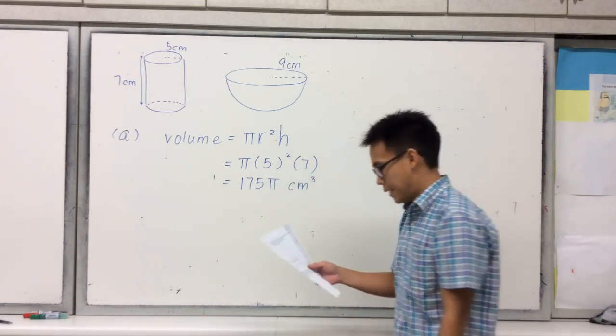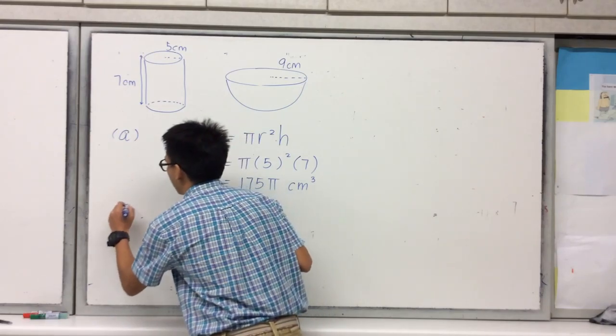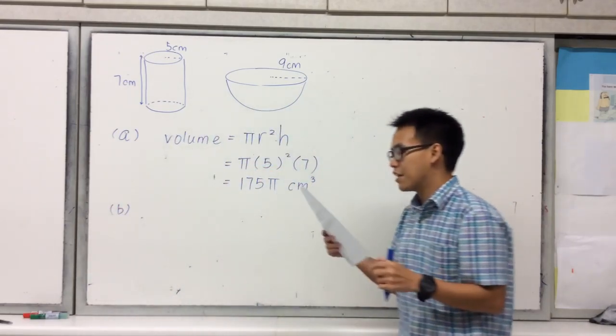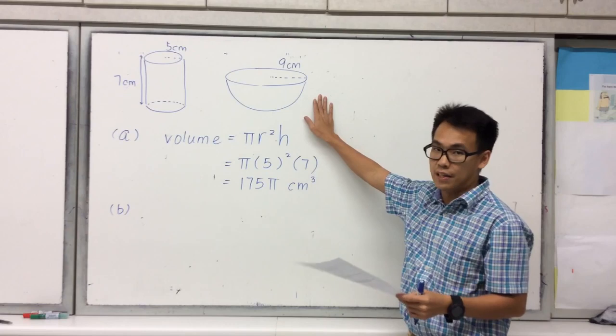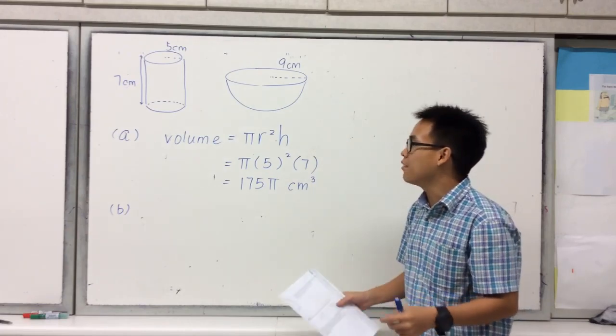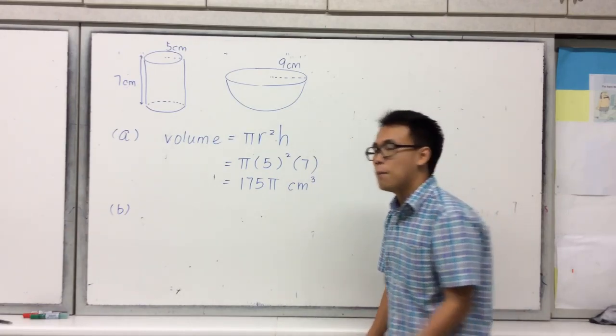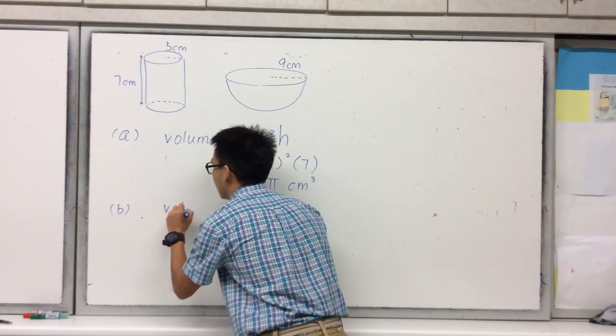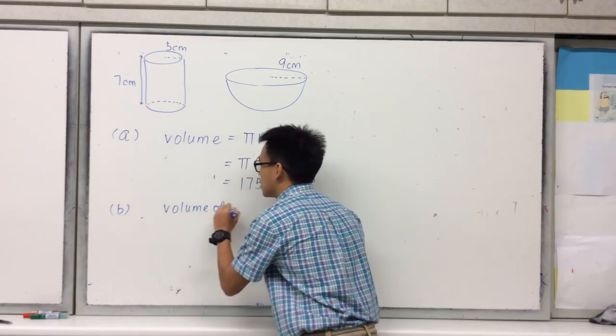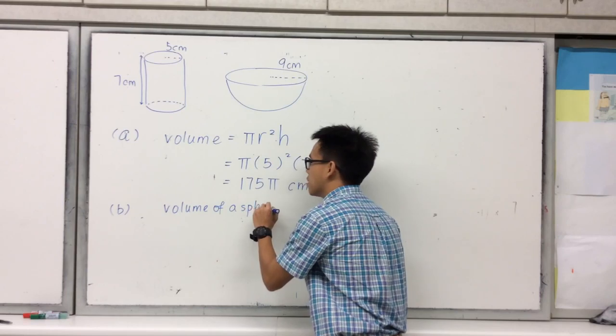Okay, let's do part B. You have to find the volume of the hemispherical bowl. Now it's a hemisphere. We may not know the formula for a hemisphere very well, but we do know the formula for the volume of a sphere. So maybe we will start there first.